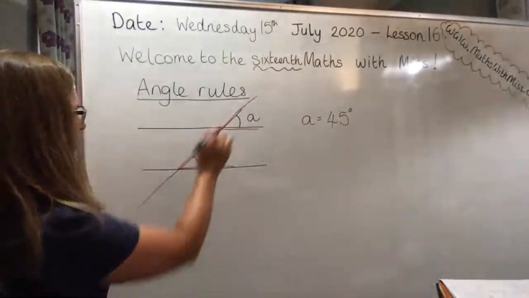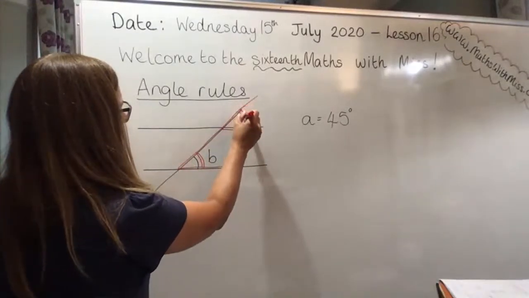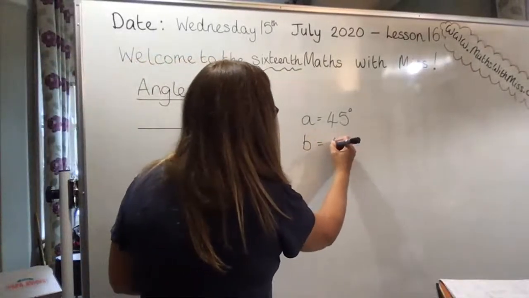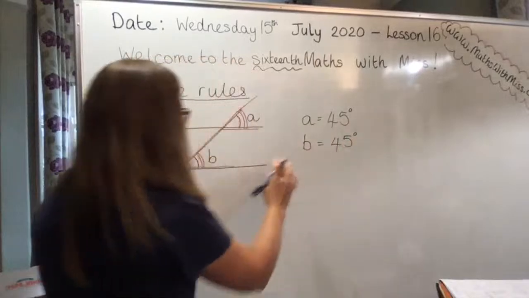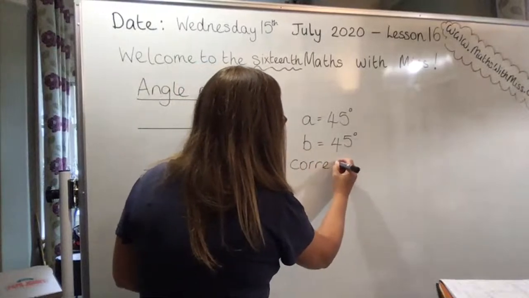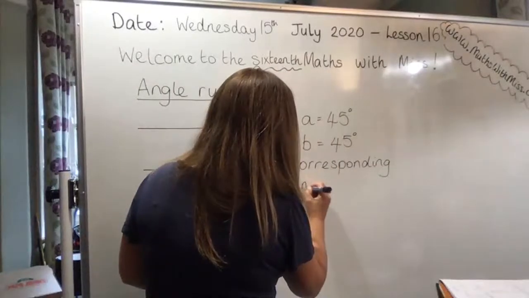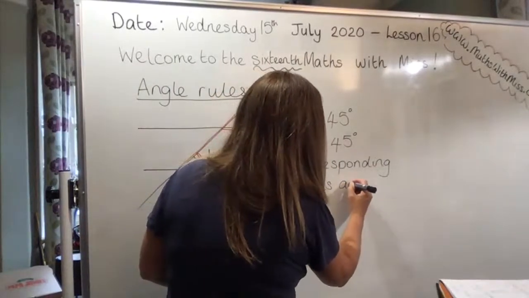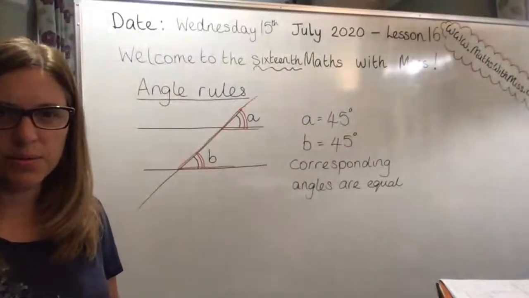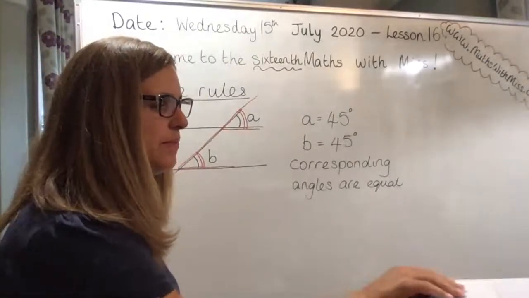Okay, and this rule, we say that this angle here and this angle here are the same. So therefore B is also 45 degrees. That gives you 1 mark. And the angle rule, it's a new word for some of us, is corresponding. We say that because corresponding angles are equal. We've got another one that I'll show you tomorrow as well.